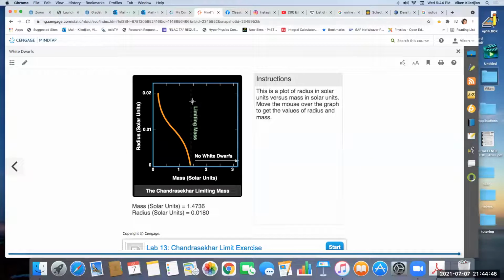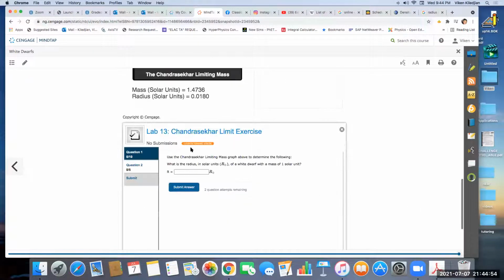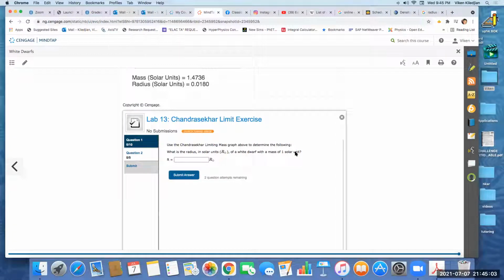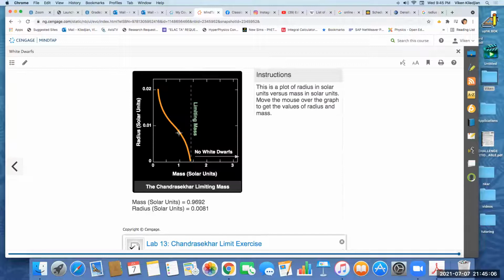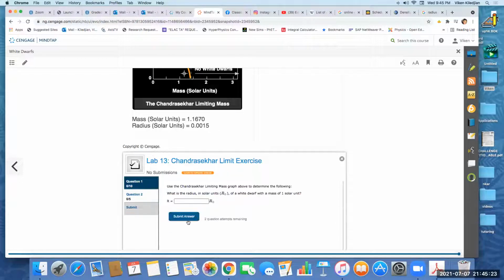Okay, so now there's probably some exercise based on that. Use the Chandrasekhar limiting mass graph above to determine the following. What is the radius in solar units of a white dwarf with a mass? Oh, okay, I just did that. So basically go over here, find the crosshair, take a picture of this, but try to get the solar mass to be exactly 1. So you have to sort of play with it. And then take a picture of that, and then whatever the solar unit radius is, you put it here, and then you click submit based on that picture.